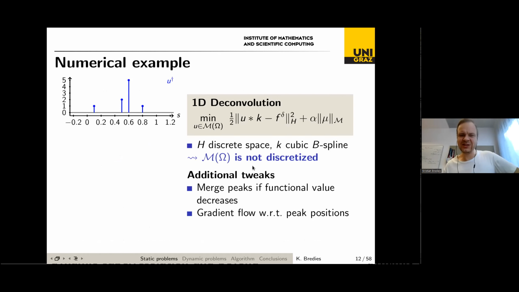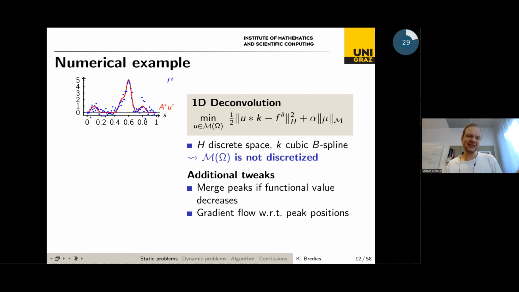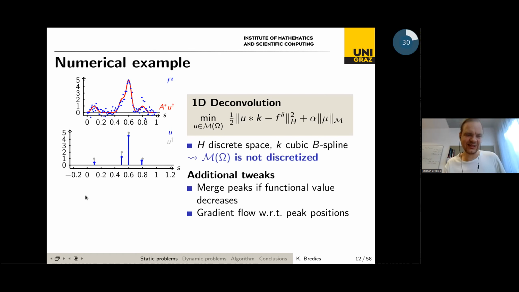And here's an example, the 1D deconvolution example with a cubic B-spline. Again, the Radon space is not discretized, and you just want to recover this solution. You can also incorporate some additional tweaks here, but in the end, if you want to recover from this data, where the red one is the exact data and the blue one is the noisy data, and you run this algorithm, you can actually recover the peaks quite well. The peak positions are pretty close, but of course you also have the bias towards zero, which comes from the Radon norm regularization, which is some kind of generalization of L1 type.